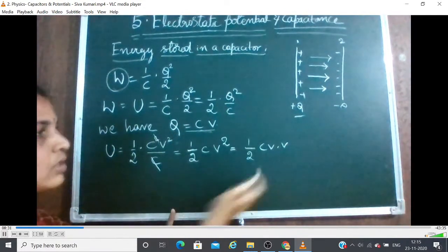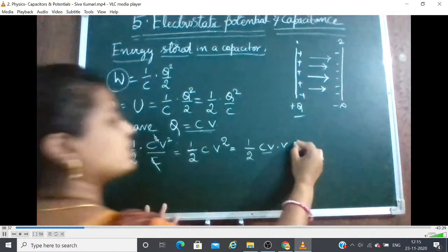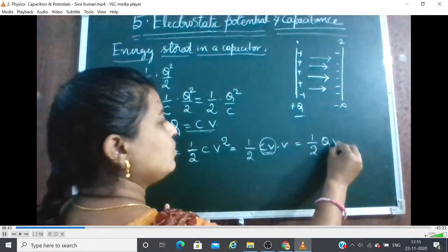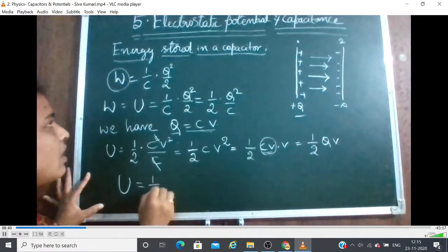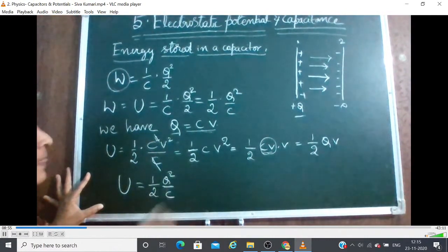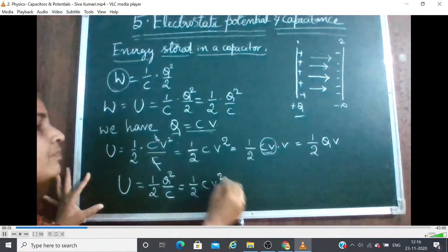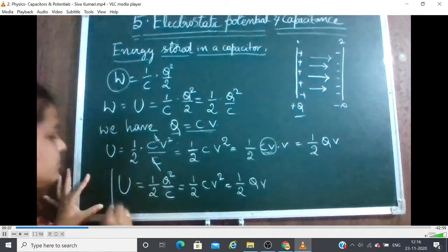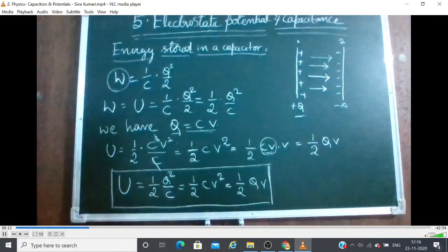We can write it like this, C V into V. And already we have C V is equal to Q. So that is equal to half, in place of C V, we can place Q, so half Q V. So totally we can write the equation forms like this: half Q square by C, that is equal to half C V square, that is equal to half Q into V. So these are the equations related to the energy stored in a capacitor.